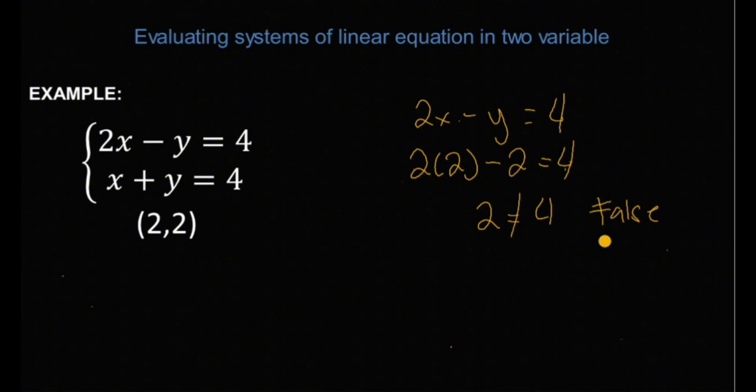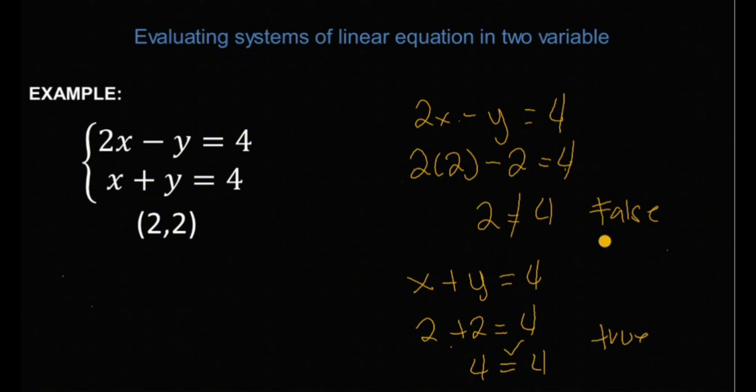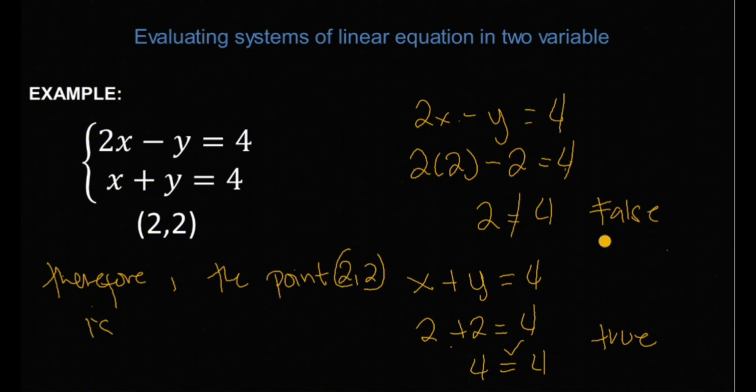Okay, how about your second equation? So x plus y is equal to 4. So 2 plus 2 is equal to 4, which is true. 4 is equal to 4. But again, it may be true for your second equation, but it is actually false for your first equation. So therefore, the point (2, 2) is not a solution.